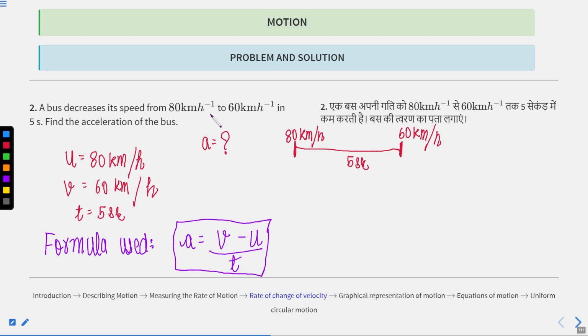One more important thing is the time is in seconds, but this is in kilometer per hour. So you can either convert speed into meter per second or convert time into hours. More convenient for us will be to convert these two quantities into meter per second. So first calculate speed in meter per second, and how are we going to do that? We know that 1 kilometer per hour is equal to 5 by 18 meter per second. So you can use this also.